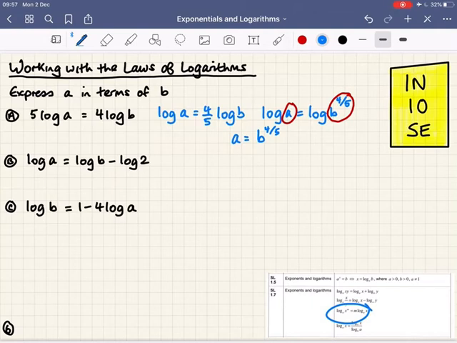Second one, log a equals log b minus log 2. Well, let's bring everything together here on the right-hand side using the second rule there.